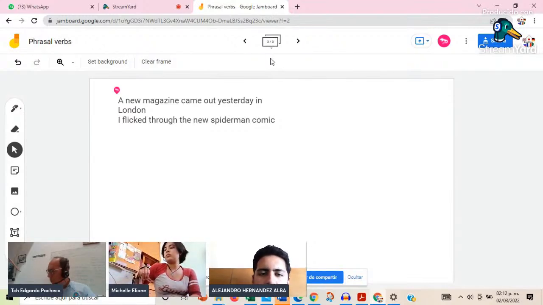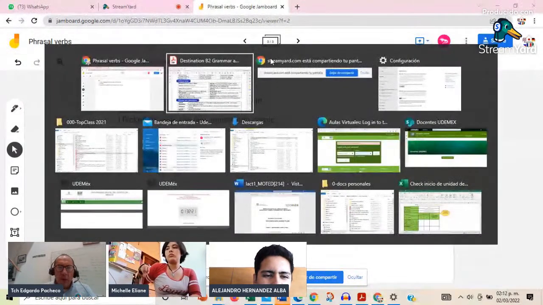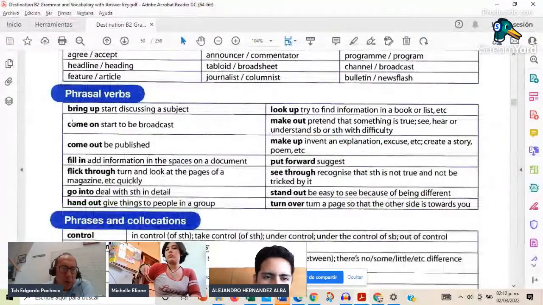How many examples, teacher? Seven examples? Well, we have 14 verbs: 1, 2, 3, 4, 5, 6, 7, and 7. There are 14. Let's write between 7 and 10, no more than 10 and no less than 7. Okay, teacher. Yes. I mean, look up is very easy.